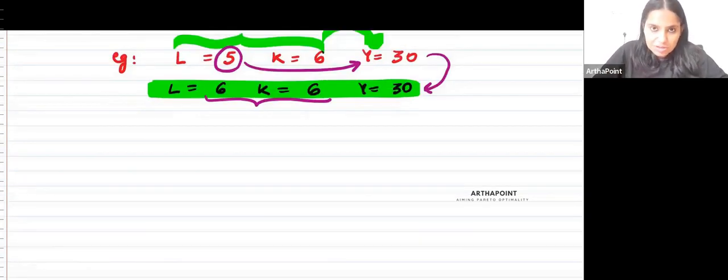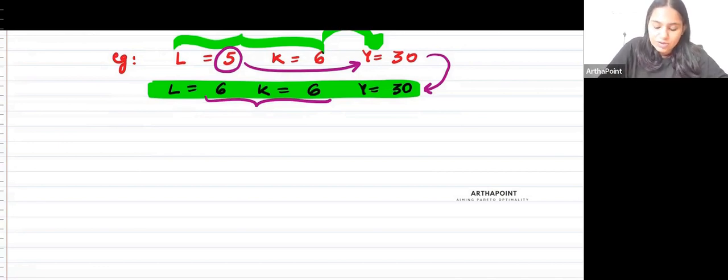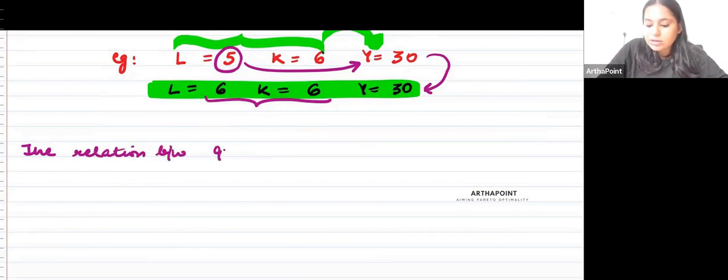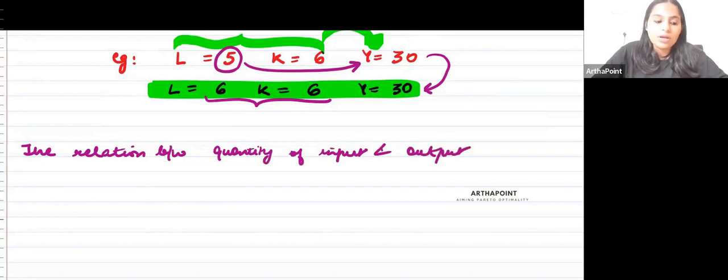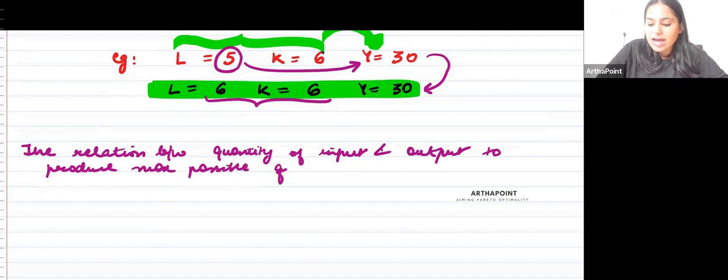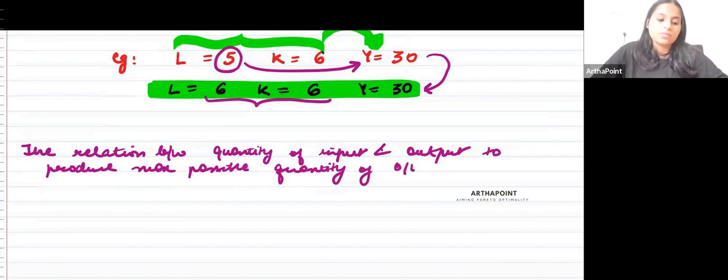So officially, when we write the definition of production function, we say it is the relation between quantity of input and output to produce the maximum possible quantity of output. This is important. I only want to produce the efficient levels of output from the given level of inputs.